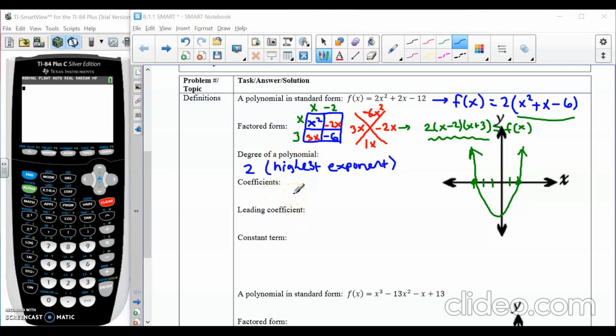All right, the next vocabulary term to keep in mind is a coefficient. I think we've probably talked about coefficients before, but that's going to be the number in front of your variable. So every term that has some kind of x in there has a coefficient, and that's the number in front. So the coefficient here is 2, the coefficient here is 2. This number on the end is a different vocab term, so that one is not a coefficient. So our coefficients are 2 and then 2.